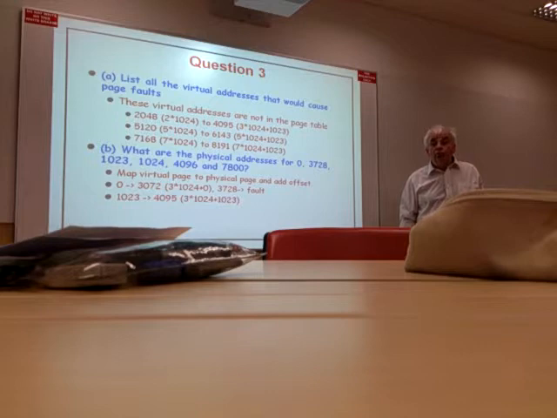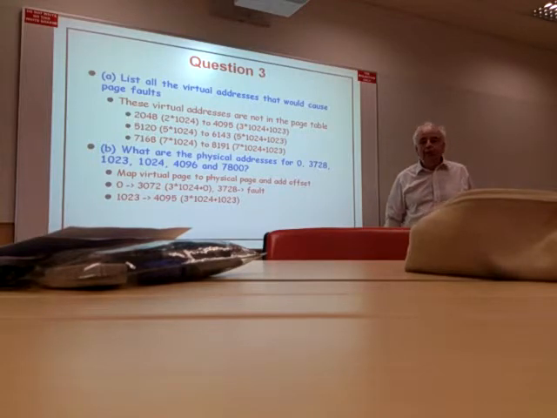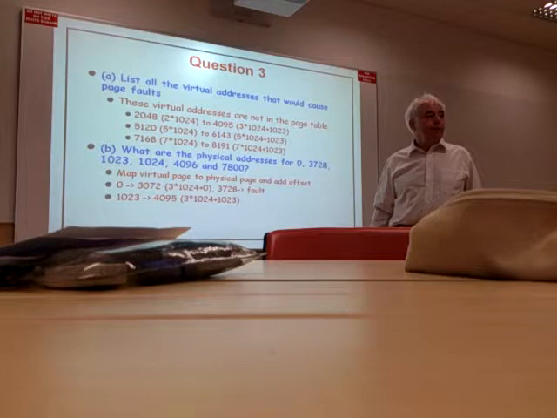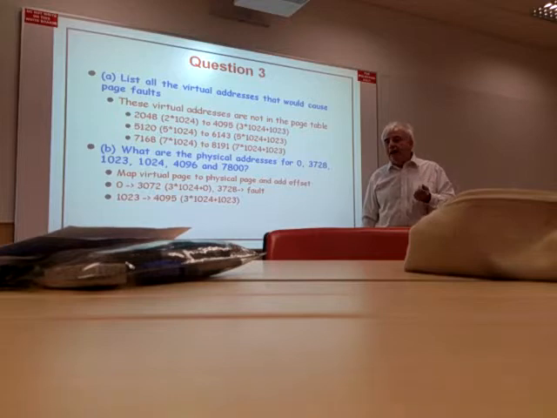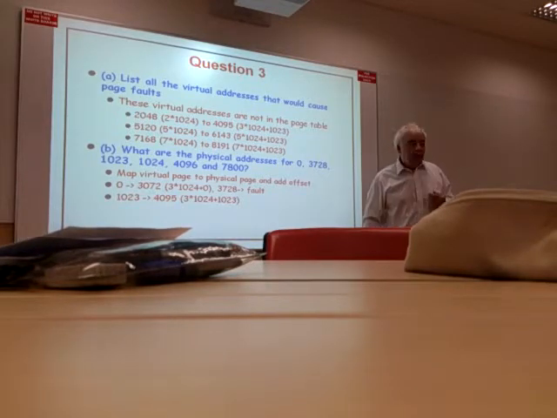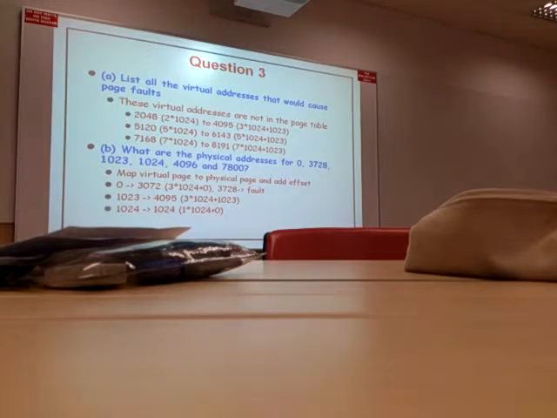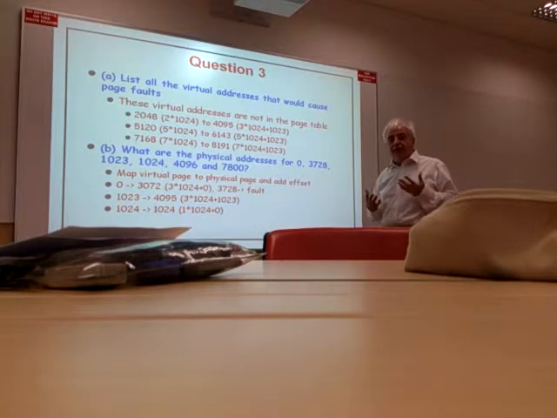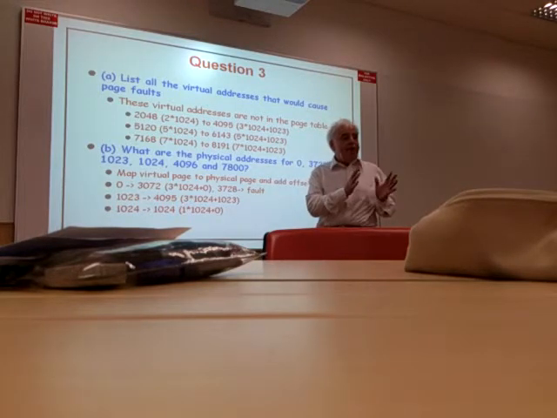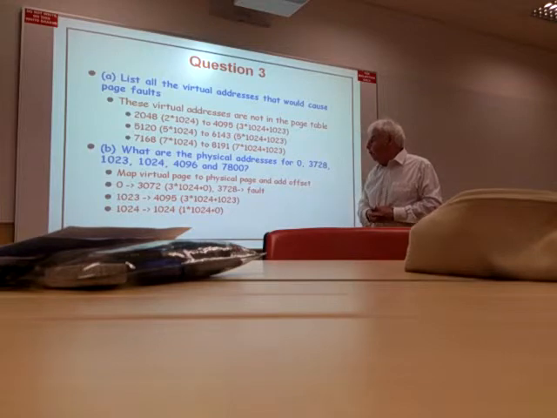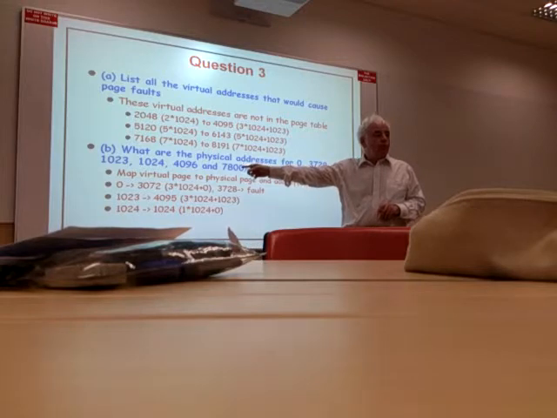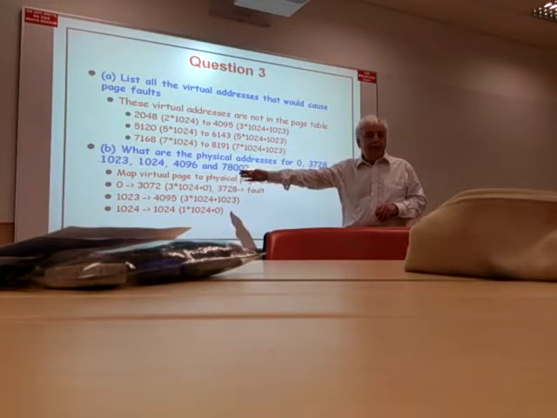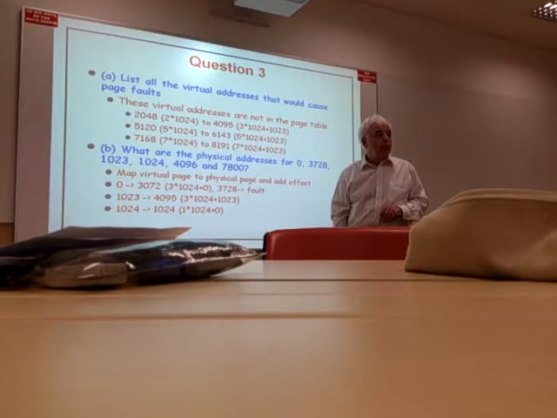1024 is on the next page. If you look at the table, virtual page 1 is mapped to physical page 1. So in fact, in this case, the physical address is the same as the virtual address, because virtual page 1 is mapped to physical page 1. Next, 4096. What would that be mapped to? Page 4.